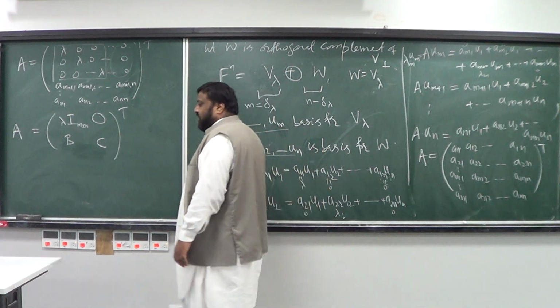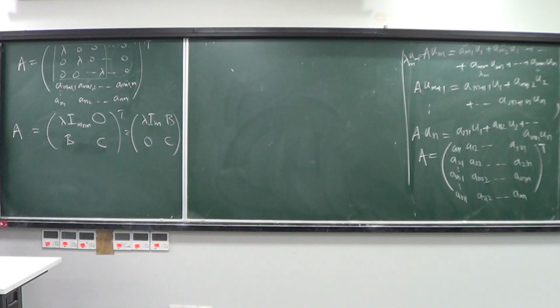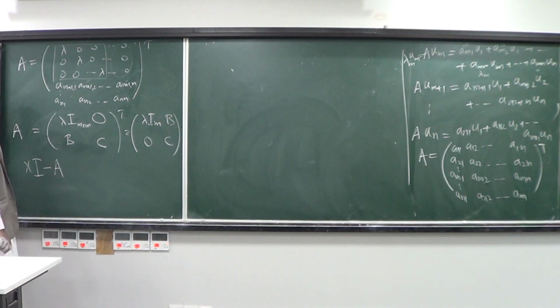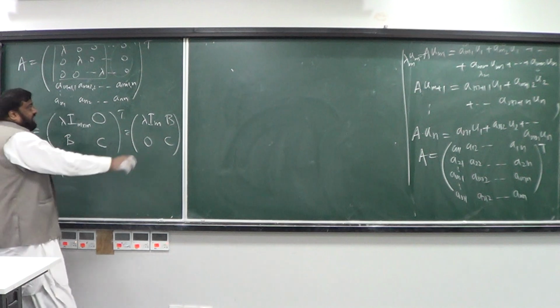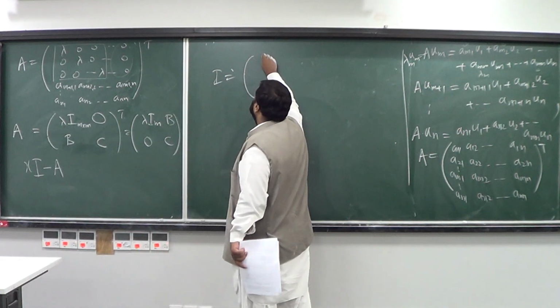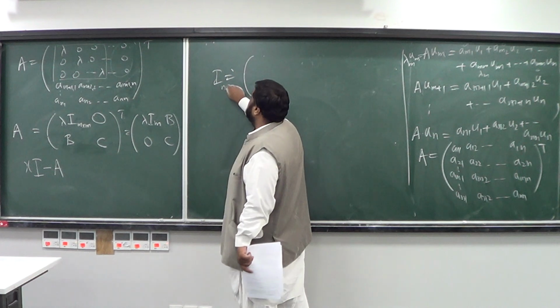So, what I'm interested in now is to compute the characteristic polynomial of A. For computing the characteristic polynomial of A, let's compute xI minus A actually. And let's assume that the matrix I is an n by n matrix.